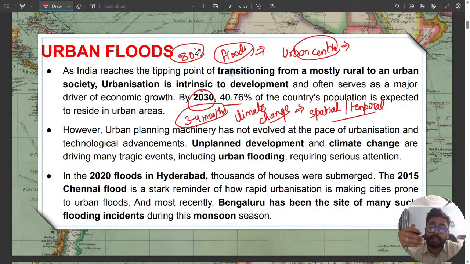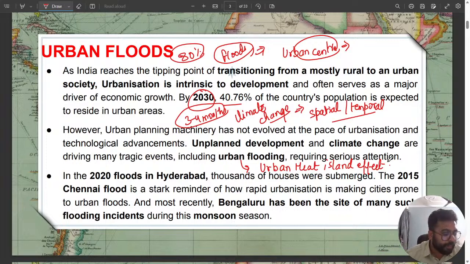And then why is it happening in urban areas? Because the intensity of rainfall in urban areas is also increasing. There are various causes to it. We will discuss these causes in detail, but one of the main causes why these flood peaks are increasing is a concept known as the urban heat island effect.